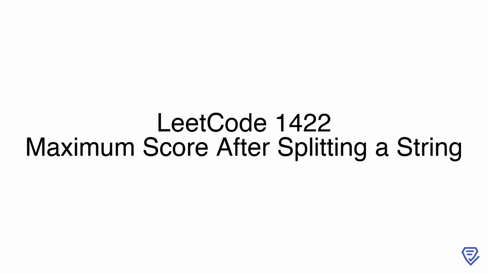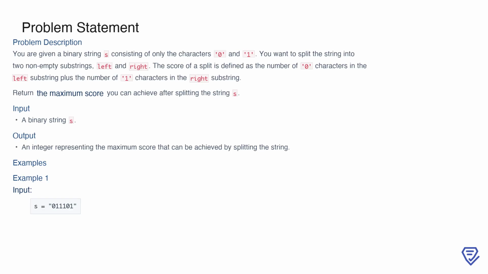Let's get started. The problem asks us to work with a binary string, which is a string made up of only the characters 0 and 1. Our task is to split this string into two non-empty substrings, which we will call left and right. The goal here is to maximize the score of such a split.